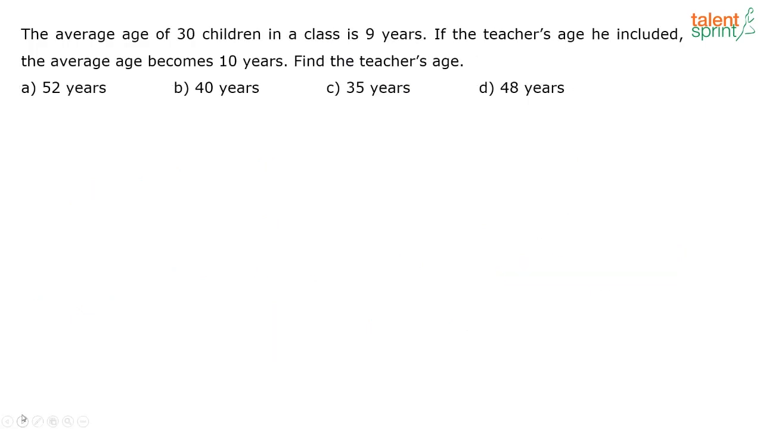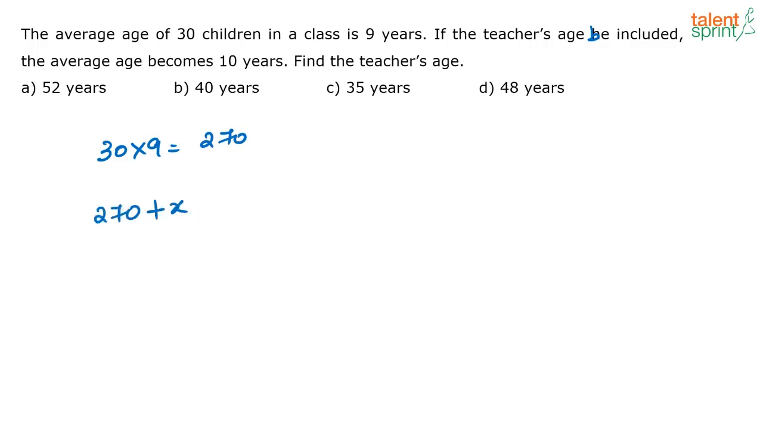Next question. The average age of 30 children in a class is 9 years. If the teacher's age is included, the average age becomes 10 years. Find the teacher's age. What is the conventional way of solving this question? If the average age of 30 children is 9 years, what is the sum of ages of the 30 children? 30 into 9, that is equal to 270. So to this 270, I am adding the teacher's age.